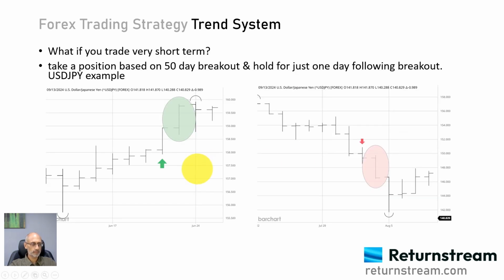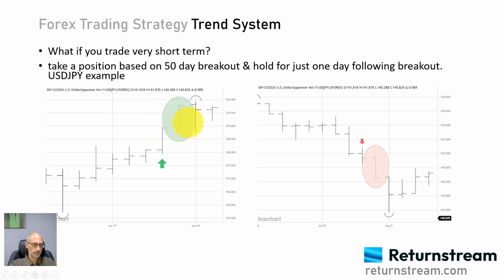What if we trade extremely short term? What we're going to do is we take a position in these currencies based on a 50-day price breakout and hold for just 1 day after that breakout happens. Here's an example using the USD JPY. So here the green arrow shows that there has been a 50-day breakout. In other words, the close price here is the highest close of the past 50 days.